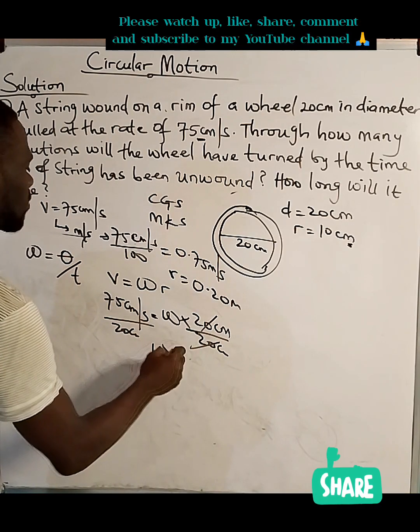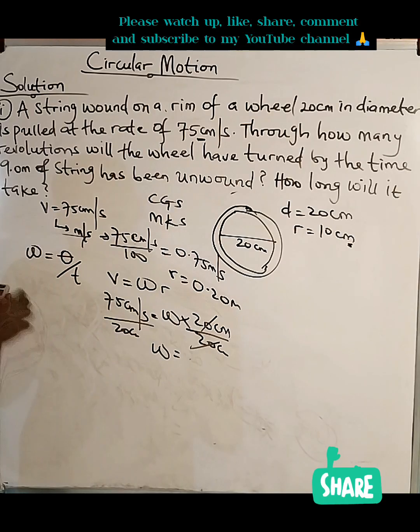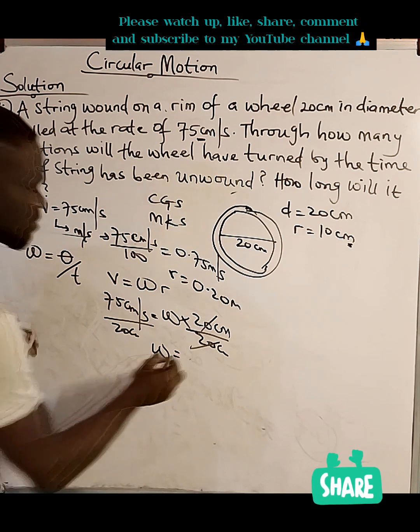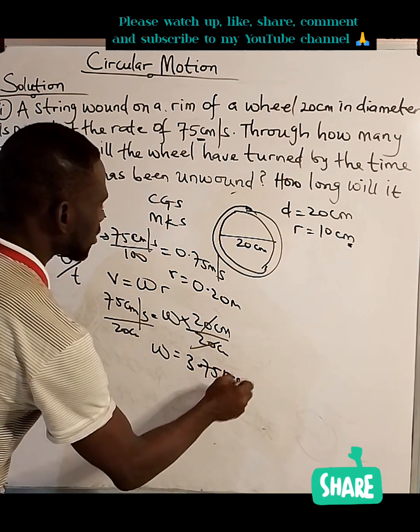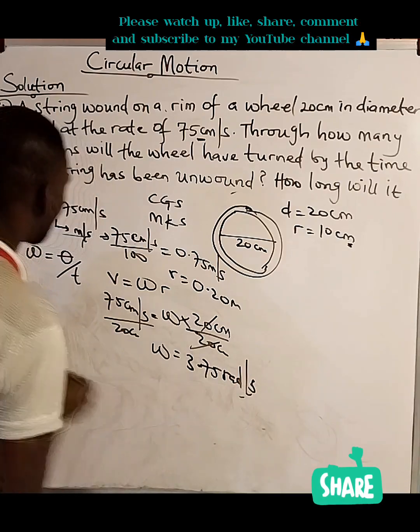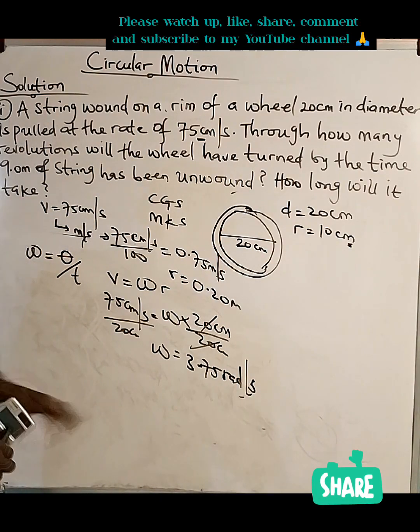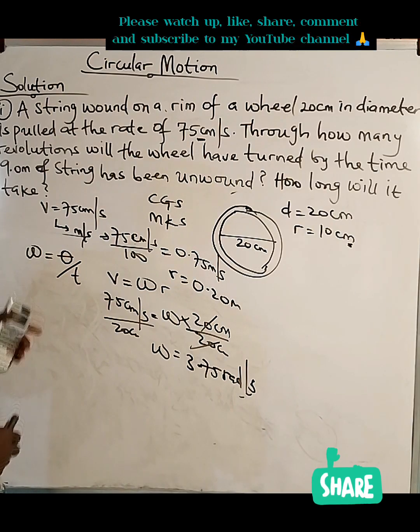So what do we have? The angular velocity is 75 over 20. That is 75 divided by 20, which gives us 3.75. Angular velocity naturally is in rad per second. So our angular velocity is 3.75 rad per second. So what is our angular displacement?